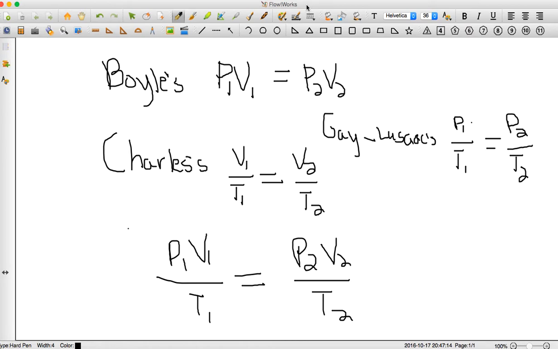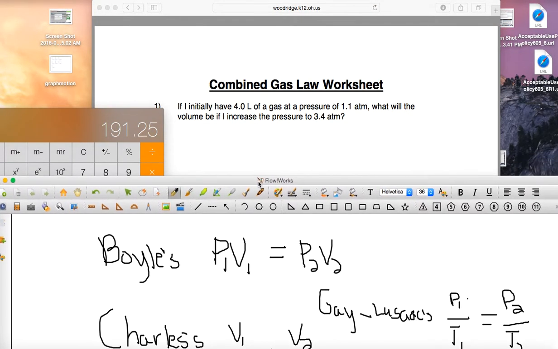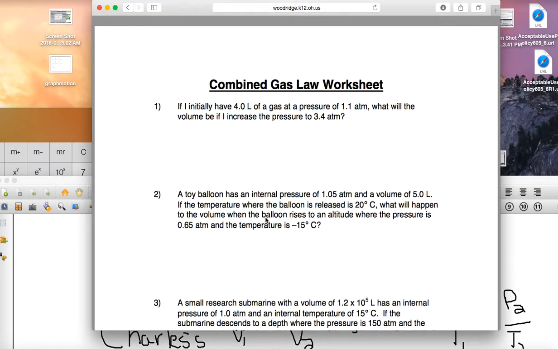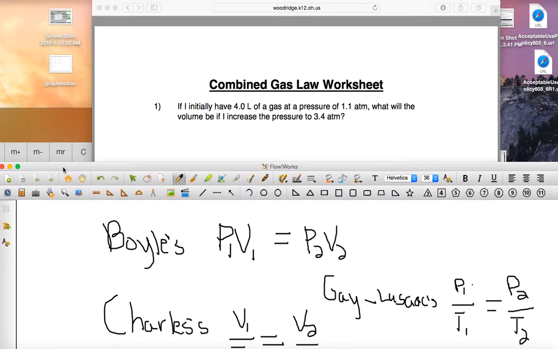So what we're going to do for a second is look at a couple problems. On this worksheet, I'm just going to have you do a couple of these on your own to see how you're doing with this calculation piece. So question number 1, it says if I have an initial volume of 4 liters of gas and a pressure of 1.1 atm, what will the volume be if I increase the pressure to 3.4?